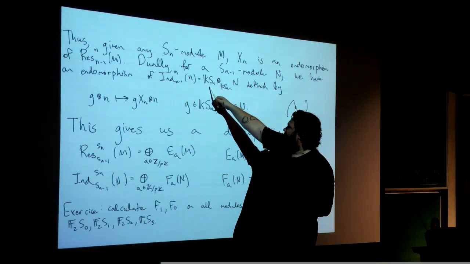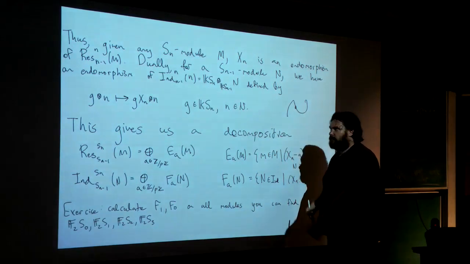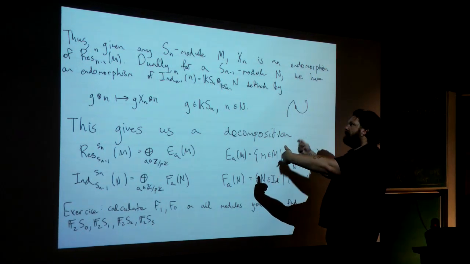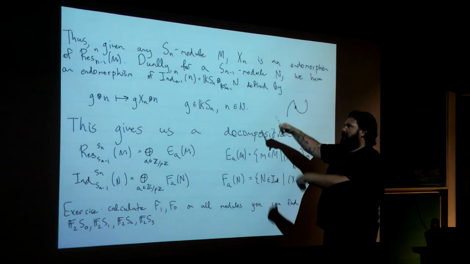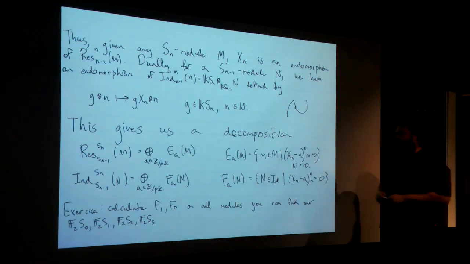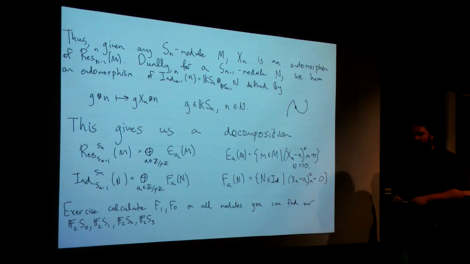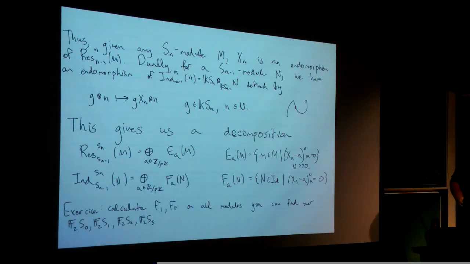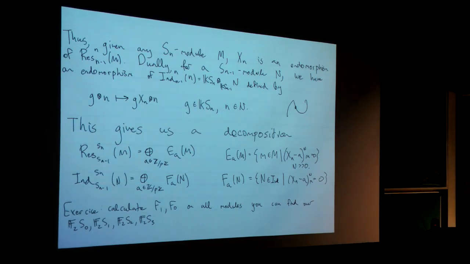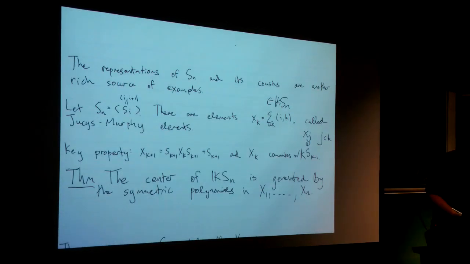Induction, right, is tensor product with K Sn over K Sn minus 1. So if I have something that acts on the right on K Sn, commuting with K Sn minus 1, that's an endomorphism of this representation. By multiplying on the right by the Jucys-Murphy element, that gives me an endomorphism of induction. All right. So when I do this, it gives me a decomposition of both the restriction functor and the induction functor.